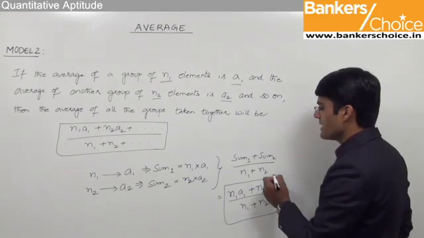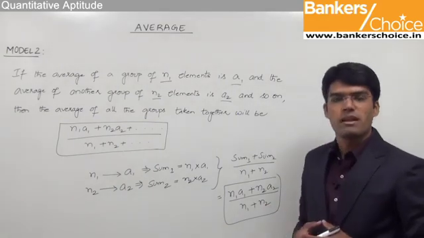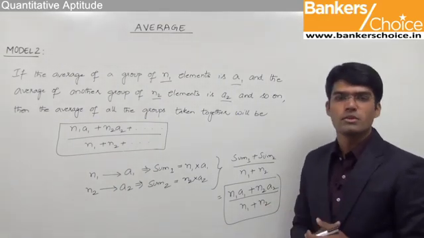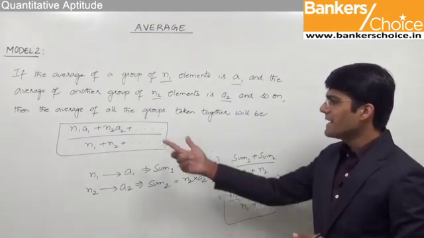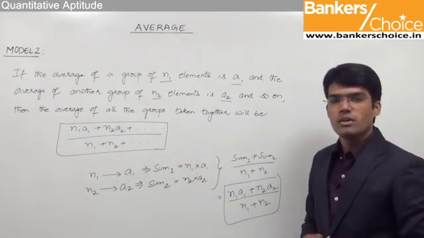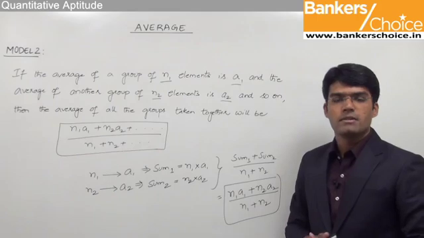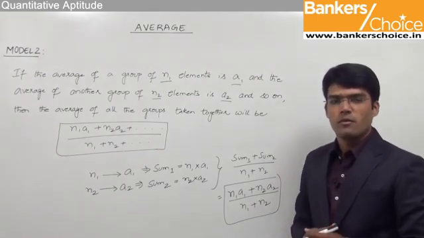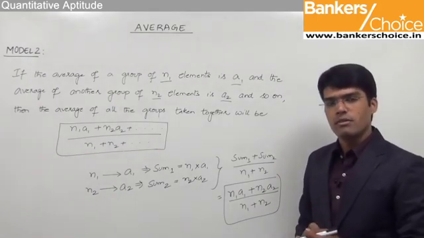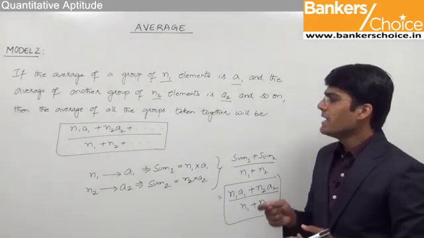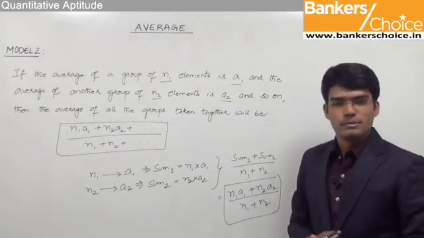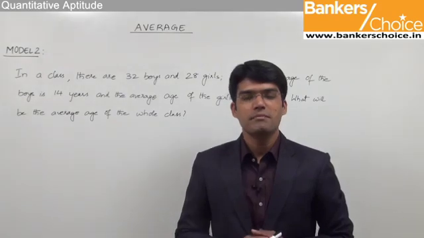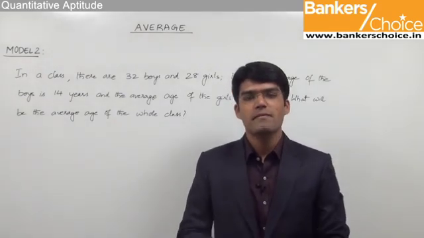So friends, remember that whenever we are supposed to find out the combined average of two or more than two groups together, we can simply take it as n1a1 plus n2a2 and so on divided by n1 plus n2 plus n3 and so on, where n is nothing but the number of elements in each group and a denotes the average of the group. Let us now take an example based on the concept of combined average that we have just discussed.